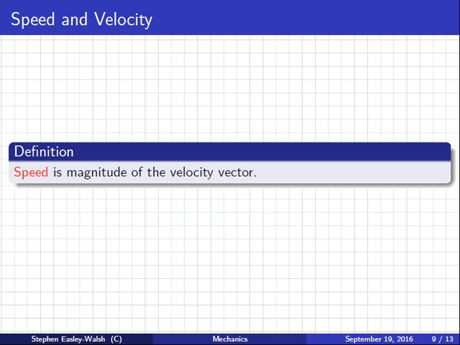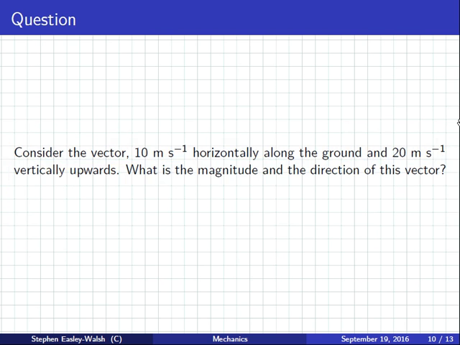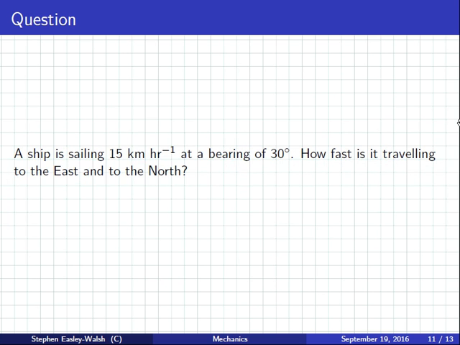I don't remember if I said that already, did I? Speed is the magnitude of velocity. Okay. Continue? Okay. So here's an example. I suppose I kind of already did this, but I'll let you try it then. Let me just see.